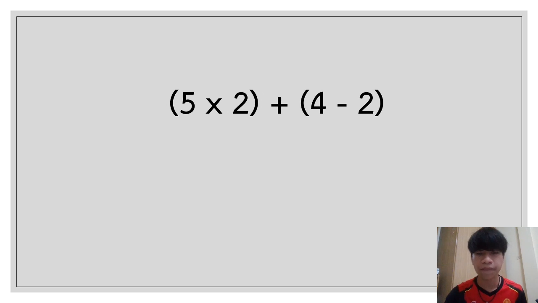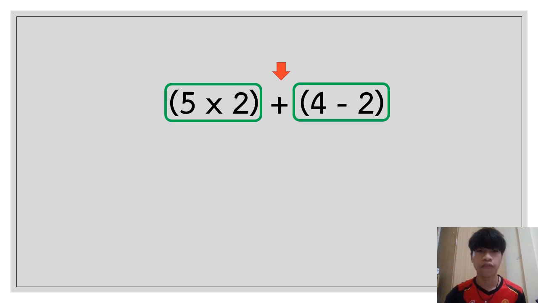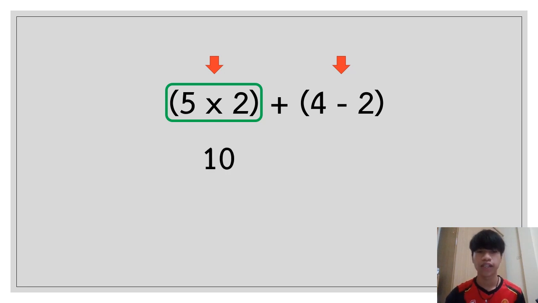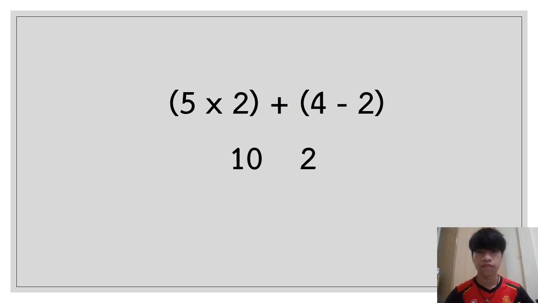But if you get a problem that has more than one set of parentheses like this, (5 times 2) plus (4 minus 2), we need to do everything in the parentheses first. 5 times 2 is equal to 10 and 4 minus 2 is equal to 2. And 10 plus 2 is equal to 12.